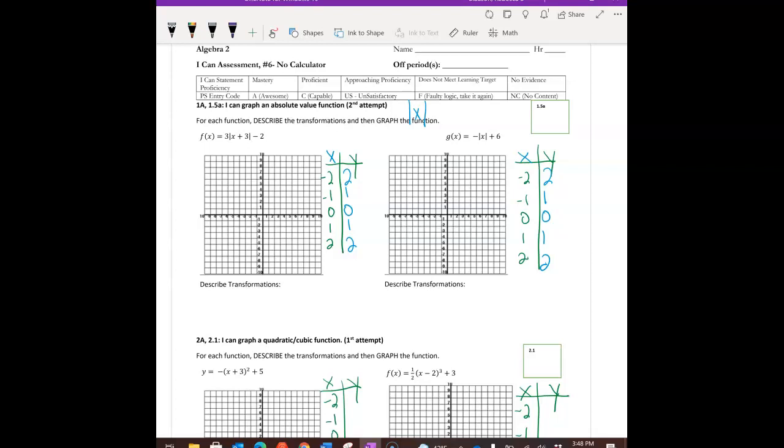But we do have some transformations that are going to happen. So this 3 is going to be a stretch. This 3 is left 3. This 2 is down 2. So that's what we're doing here, describing the transformations. And any stretch or compress or flip will be applying to your y value. So I'm going to be tripling all of these y's. So 2 becomes 6, 1 becomes 3, 0, 3, and 6.